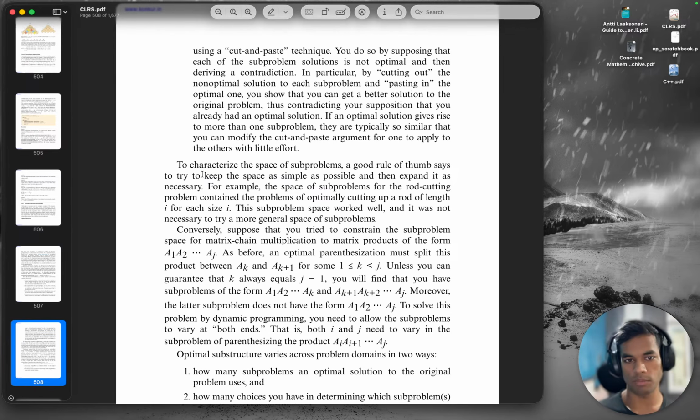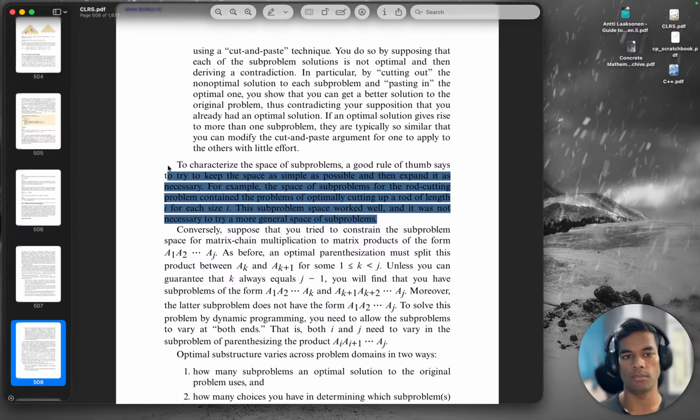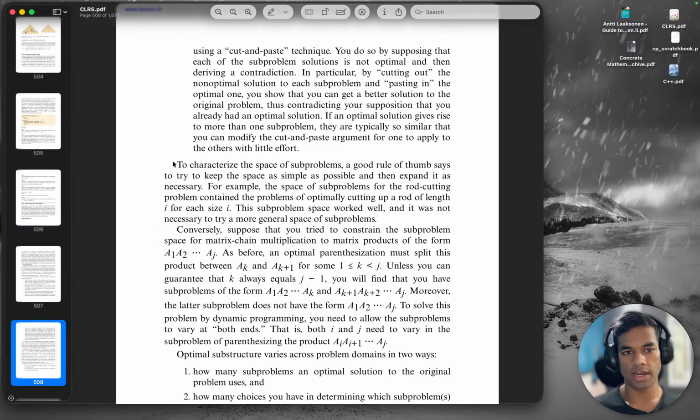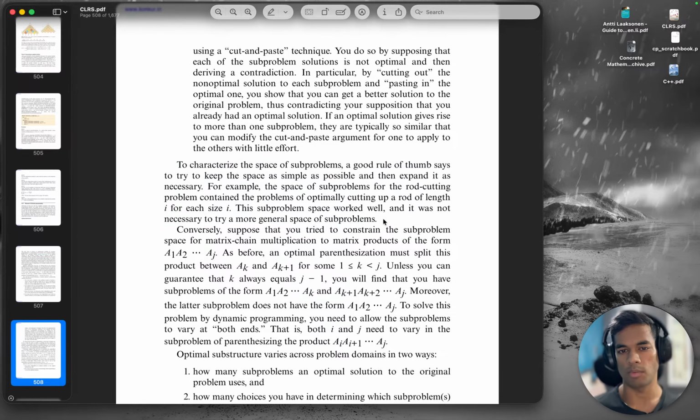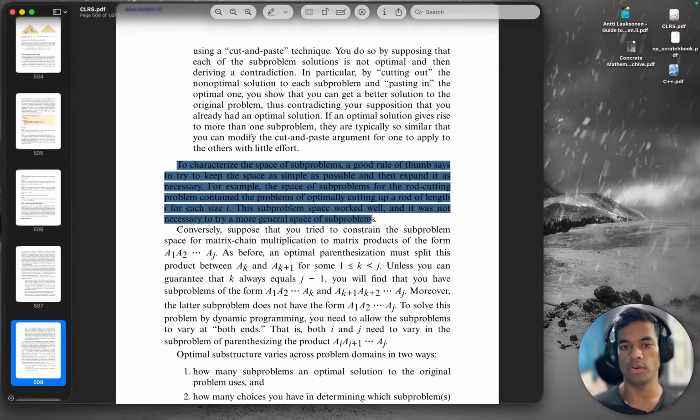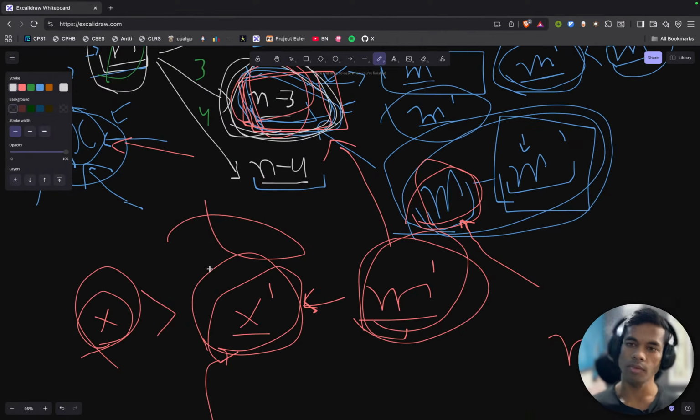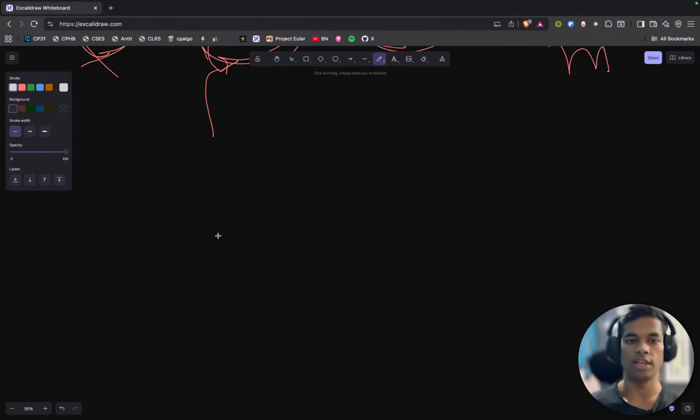Okay, so a space of subproblems is the space which has all the subproblems which we are going to solve. And a good rule of thumb is to exclude from that space general topics and only have subproblems which we are going to use to find the optimal solution to our bigger problem. That makes sense.